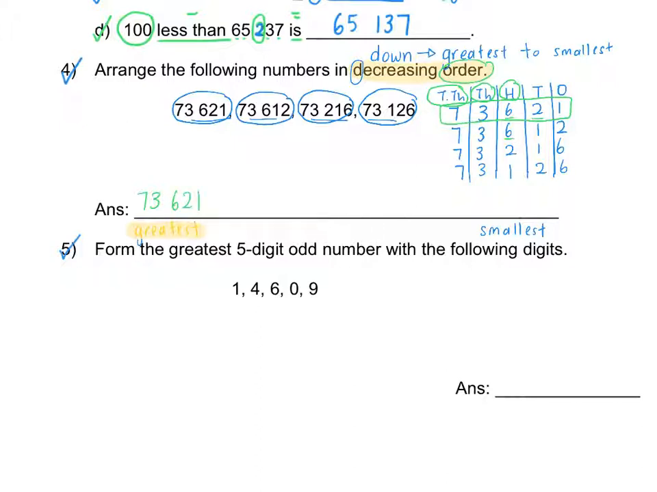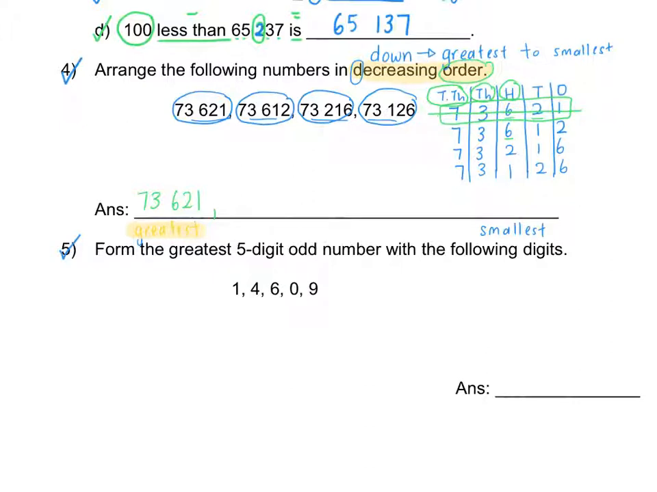73,621 is the greatest. So after we have written it down, let's strike it off so we know that this number has been used. Now we need to go on to the next greatest number. Look at the remaining 3 numbers. Which is the next greatest number?